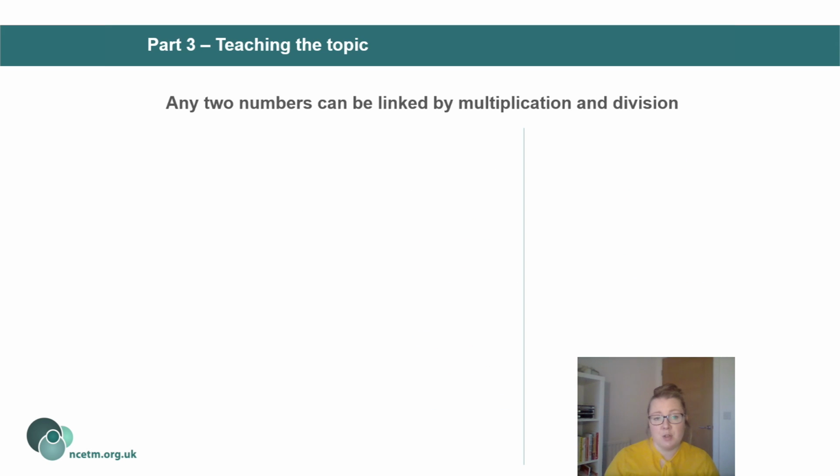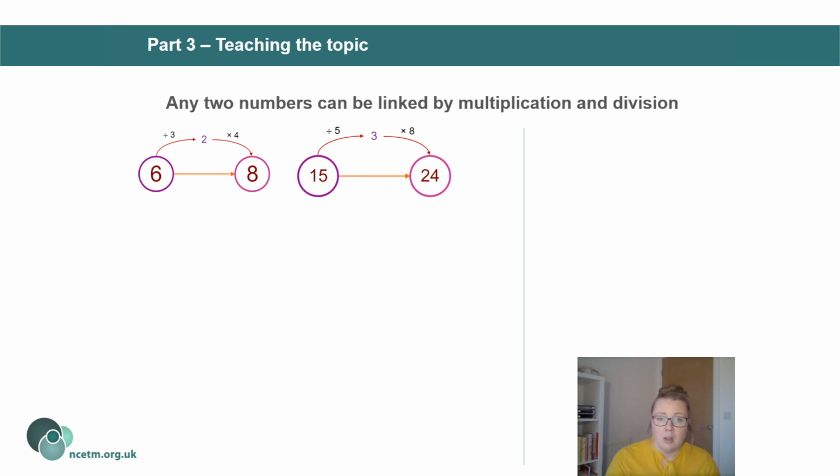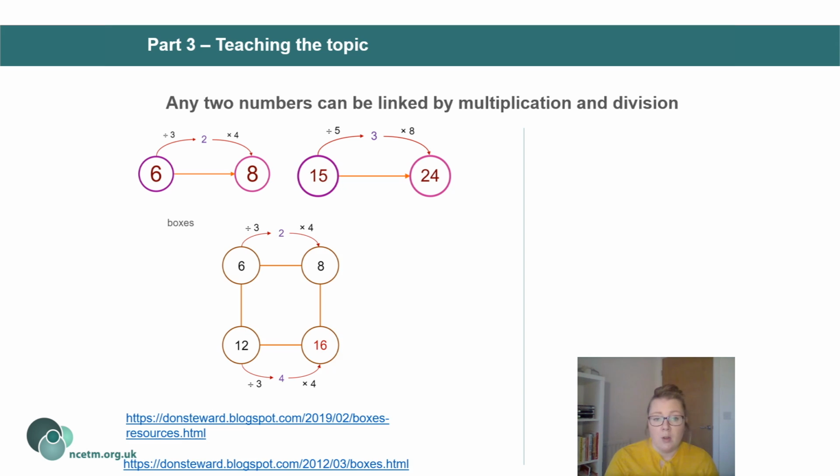Another fantastic resource for this comes from Don Stewart. Don looks at linking two numbers by multiplication and division once again, but this time with a slightly different visual representation. He does this with various different numbers, showing lots of different ways that we can work with them, and then begins to create very similar images to our ratio tables, but he calls them boxes. For me, this is an absolutely brilliant introduction to using ratio tables, which is going to be absolutely invaluable in the next section.